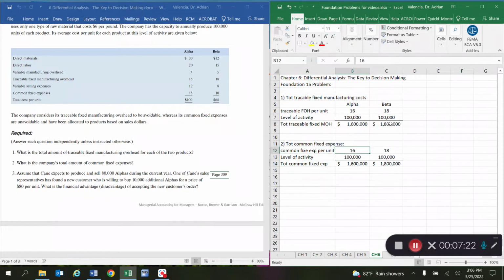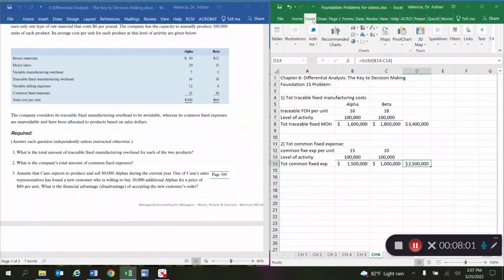All right, so let me correct this real quick. This is 15, this is 10. Okay, so that gives us 1.5 million and 1 million. When we sum these up, actually, we need to sum it up because it's the total that they're asking for. My bad. So overall, the traceable fixed manufacturing overhead cost is 3.4 million, and the total common fixed expense is 2.5 million.